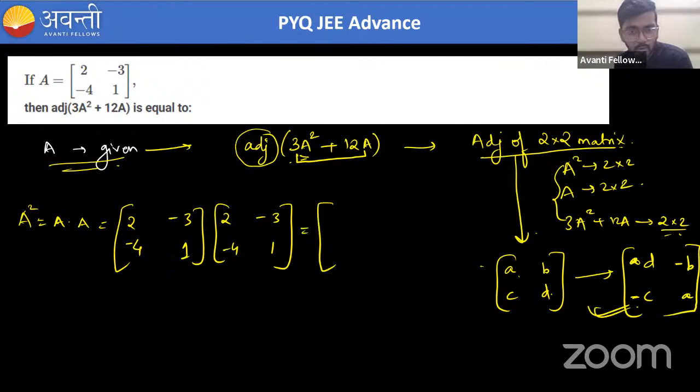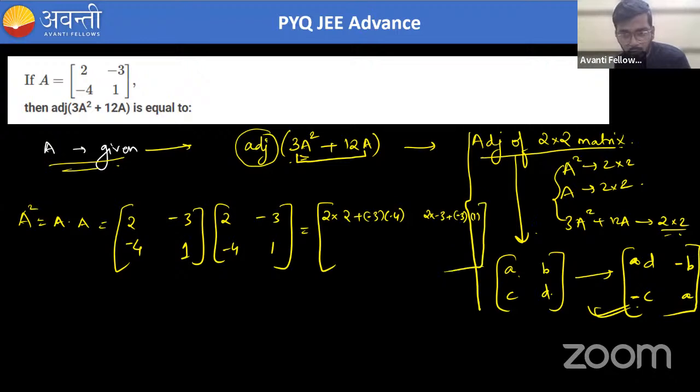So we all know how to find A into A. I'll do first row into first column, which will be 2 into 2 plus minus 3 into minus 4. Then first row into second column, which is 2 into minus 3 plus minus 3 into 1. Now second row into first column, minus 4 into 2 plus 1 into minus 4. Then second row into second column, minus 4 into minus 3 plus 1 into 1.